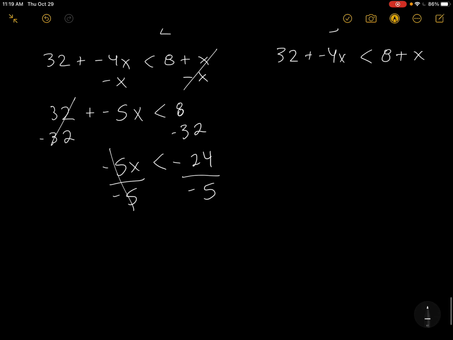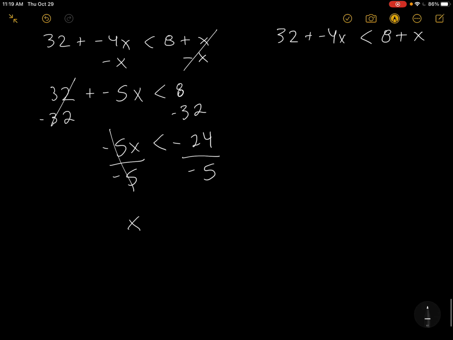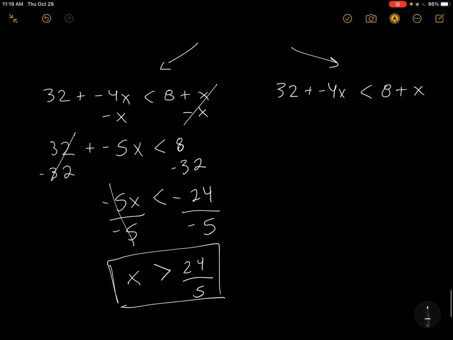Okay, so I'm dividing both sides by a negative number. That means my sign needs to flip, right? From less than to greater than. And then negative divided by negative is just positive. So I'm just gonna keep it in fraction form. It's good enough for me.